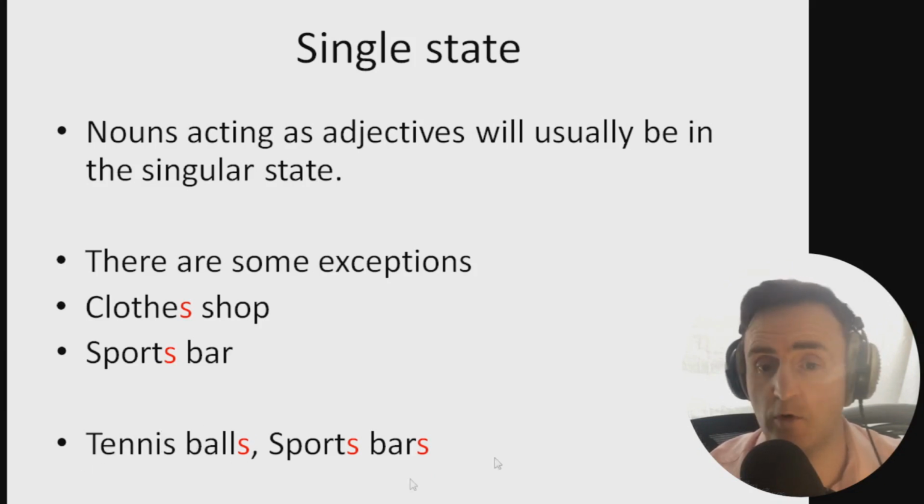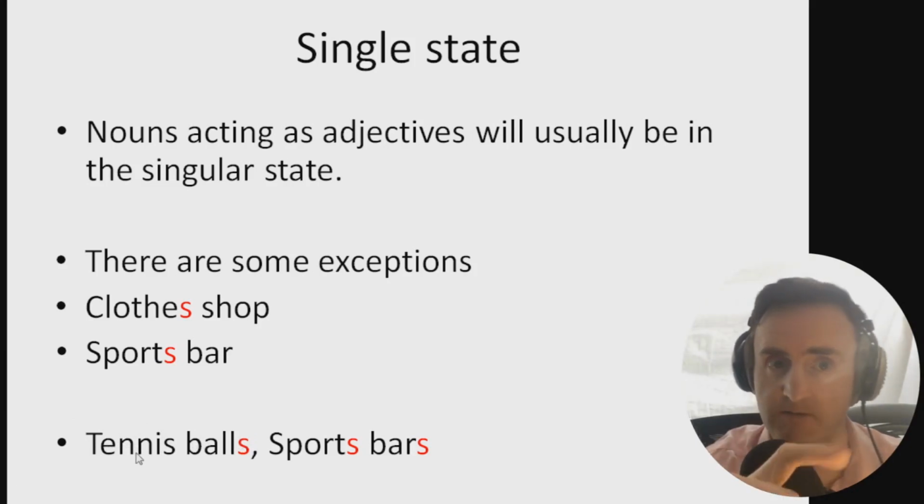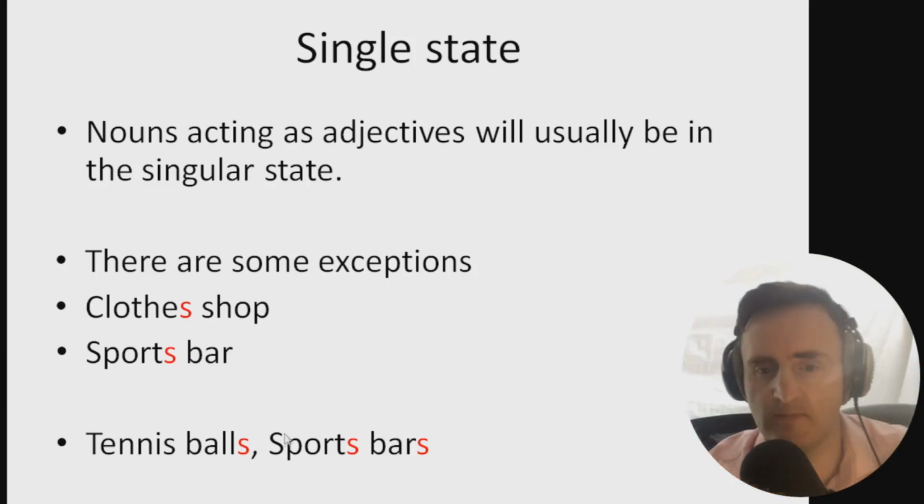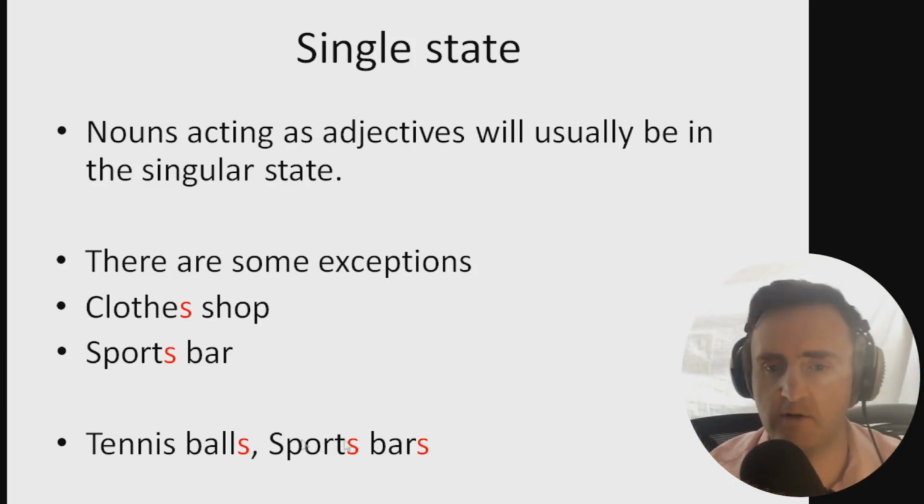The second word, like this example at the bottom, can be plural. So you can have more than one tennis ball. You have tennis, singular. Balls, many balls. And then obviously for these exceptions, both parts would be plural. Sports, bars. See, two S's. Only one S on these ones.